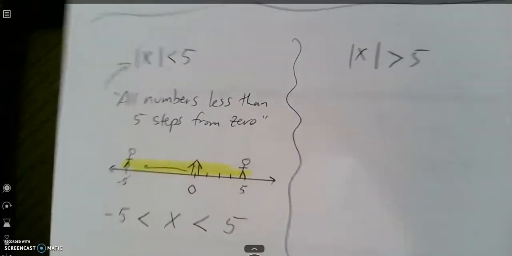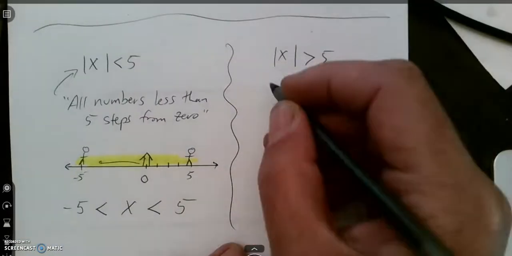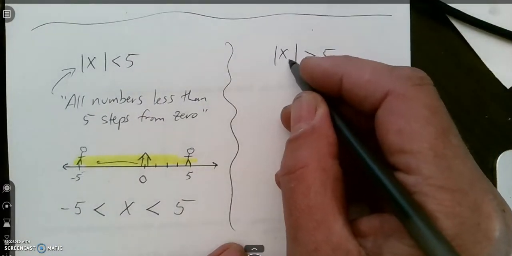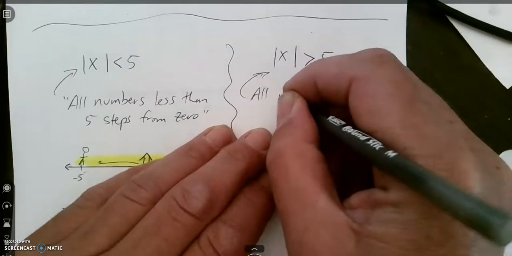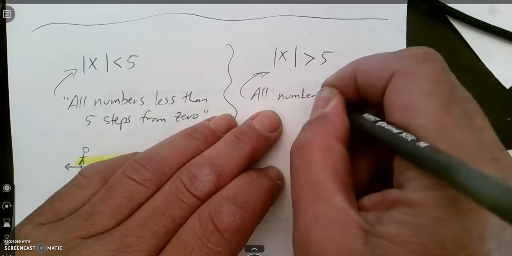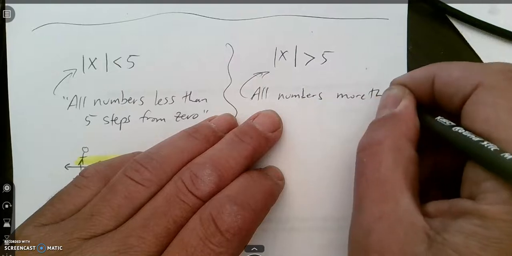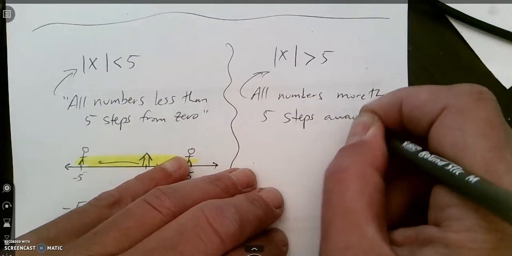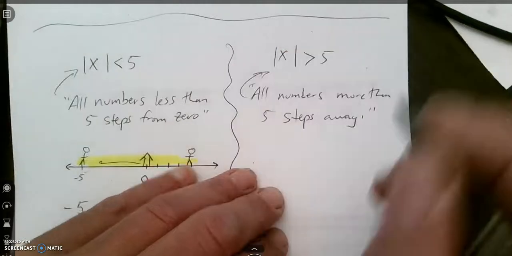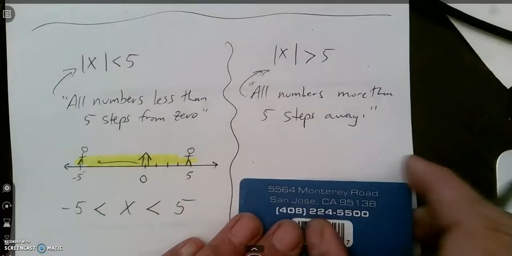Now, what about this one over here? This one over here is a little bit different. This one's saying all the numbers more than 5. So all numbers more than 5 steps away. All numbers more than 5 steps away.